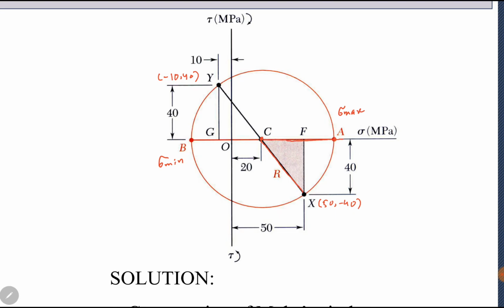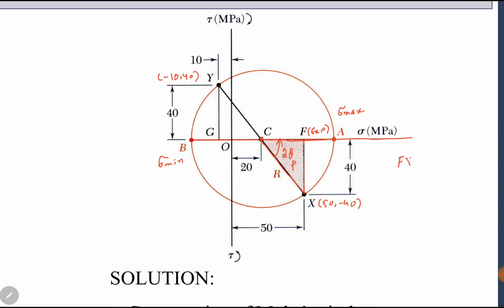Horizontal line is our principal axis. So angle between them is 2 theta p. To find this radius, we have drawn a line from x point to horizontal axis, which intersects here at point F. F has coordinates of sigma x, 0. So we can find CF and Fx here.